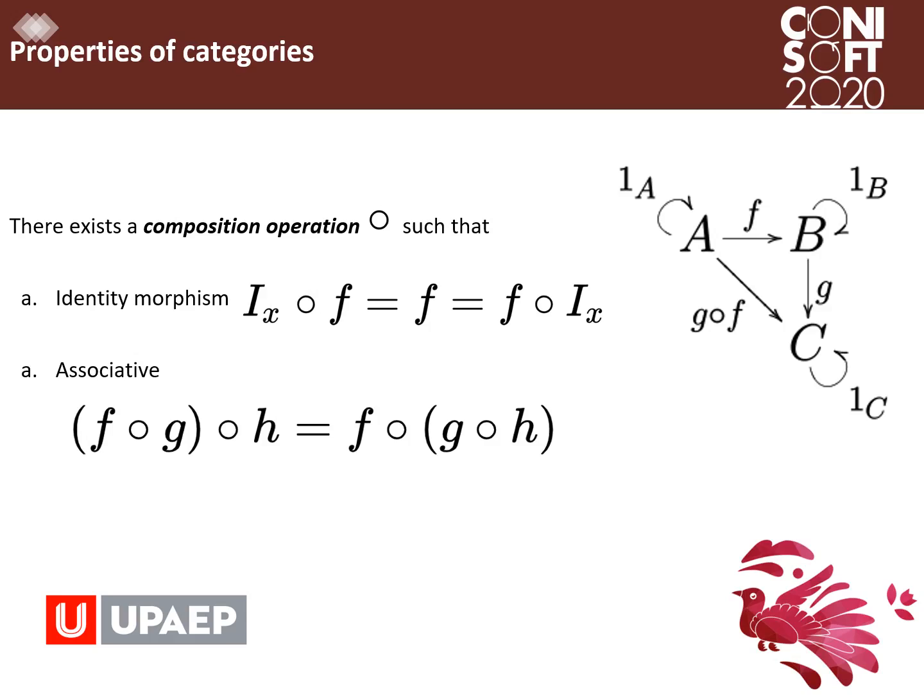Also, a category has an operation between morphisms that we call composition. The composition operation should satisfy two properties. The first one is the identity morphism for each object in the category. This identity morphism is neutral with respect to the composition operation. As we show in this slide, the identity composed with f is equal to f, but also f composed with the identity is equal to f. The second property, the associativity of the composition operation, is related to the order in which we can compose more than two morphisms. So f composed with g and later composed with h is equal to f composed with the result of the composition of g and h.